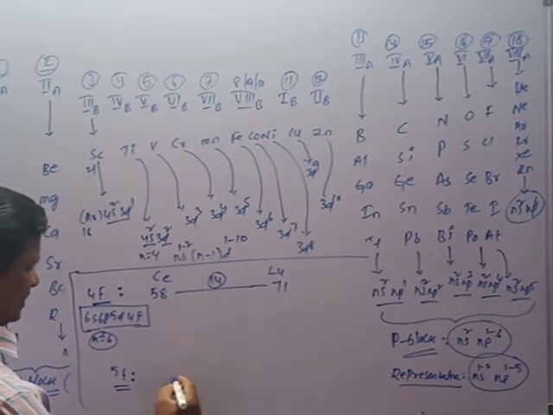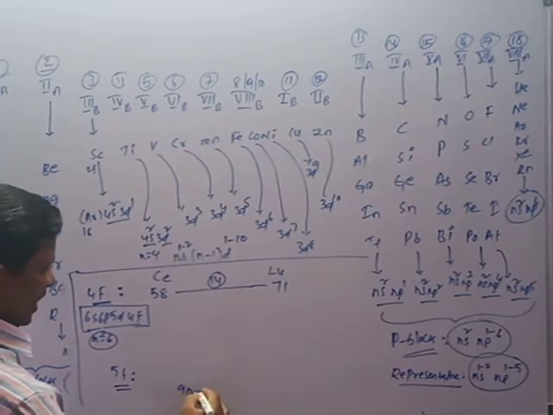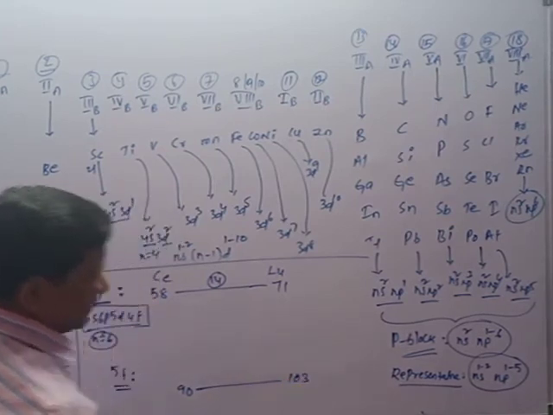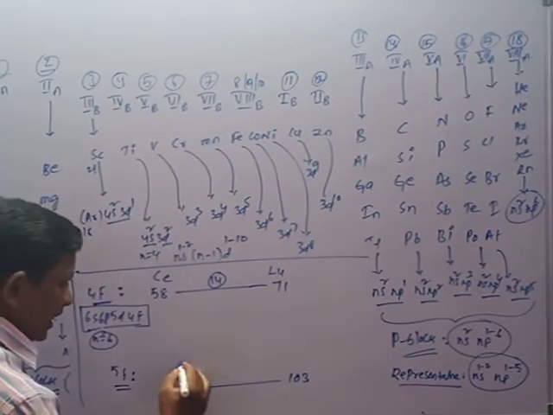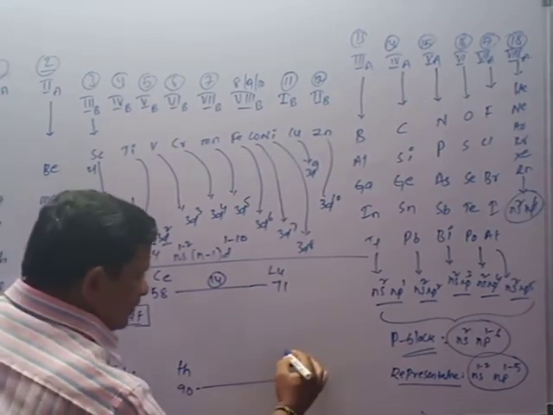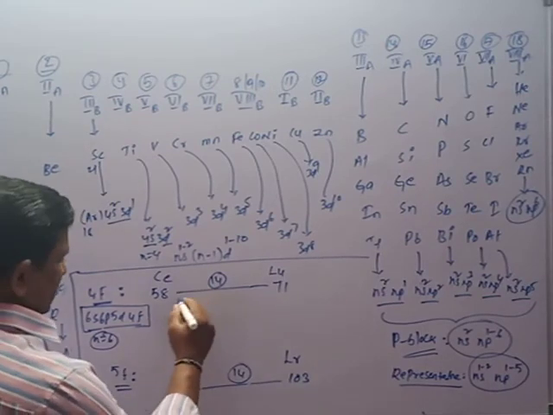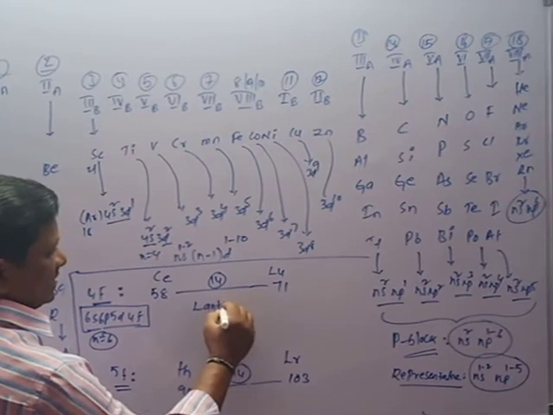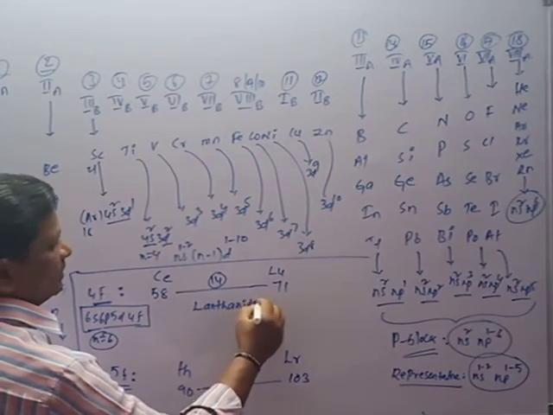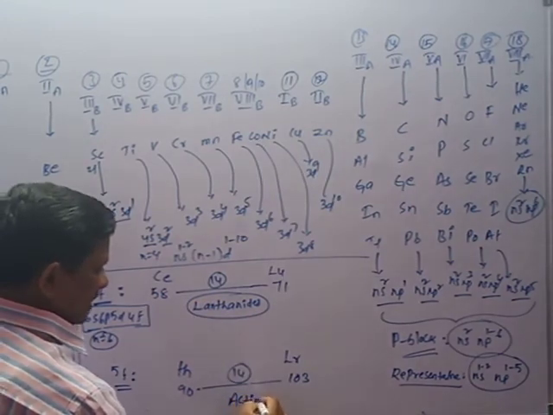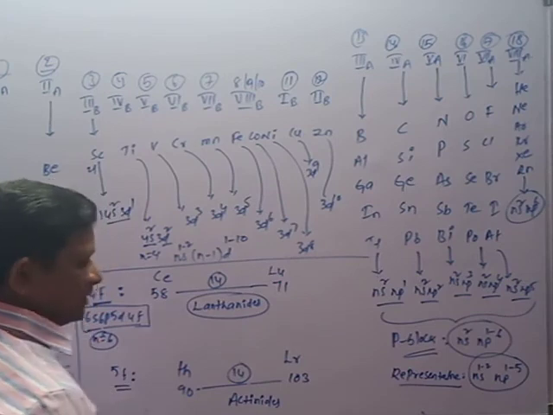The next one is the 5f series elements, with atomic numbers 90 to 103. Atomic number 90 is thorium and 103 is lawrencium. Between 90 and 103 there are 14 elements. These are the lanthanides and actinides.